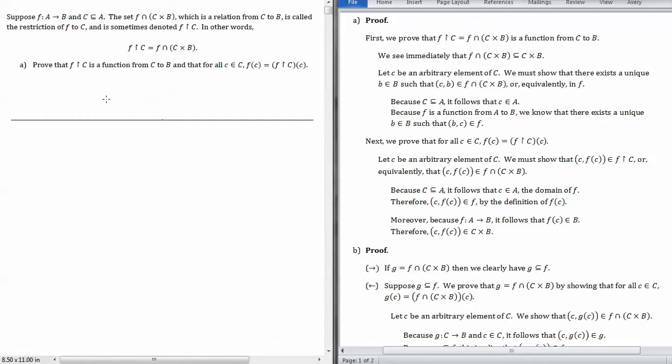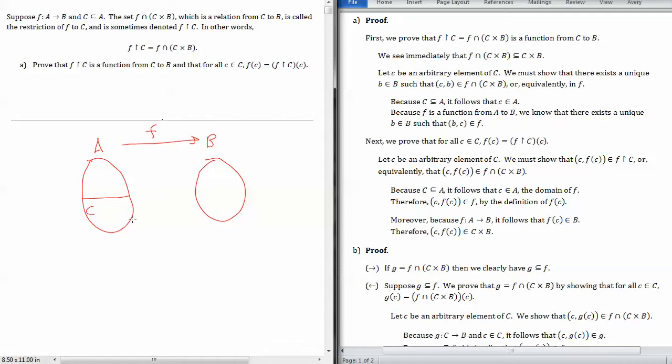All right, so let's try and draw a picture of this before we even read what the question is. We have a set A and a set B with a function f from A to B. Okay, and then we have a subset C inside of A. And so maybe my C will be this lower half of A here. And we're trying to restrict the function f to C.